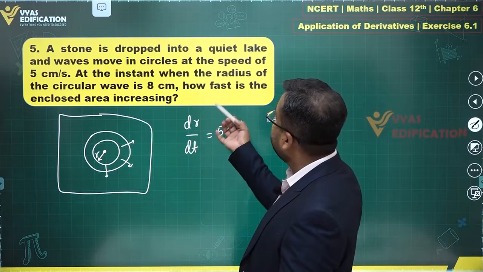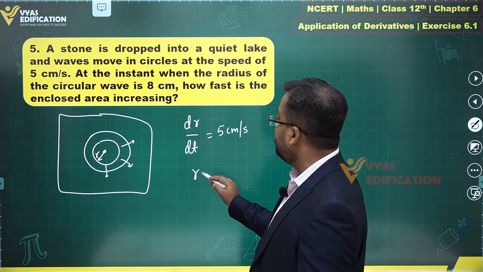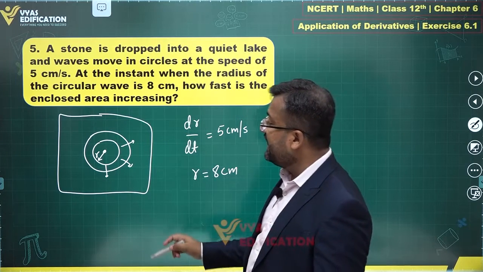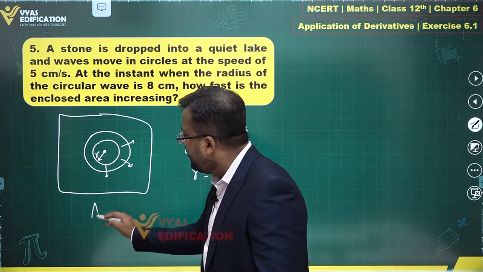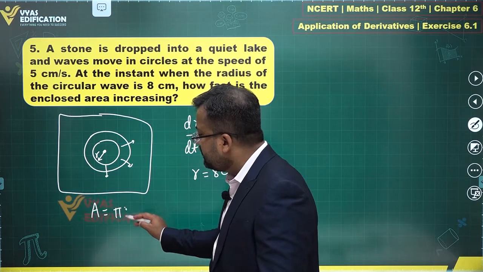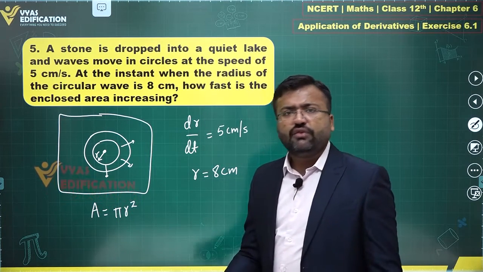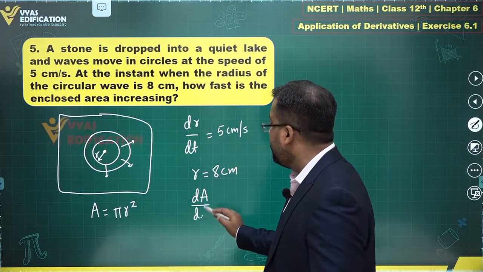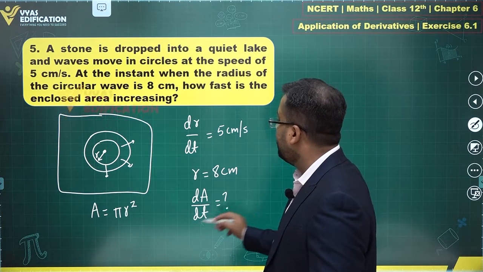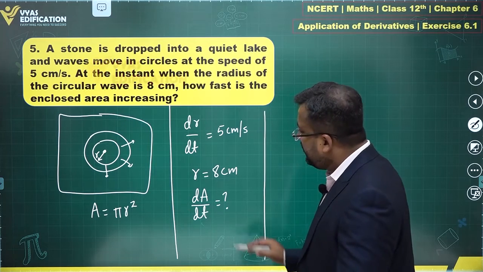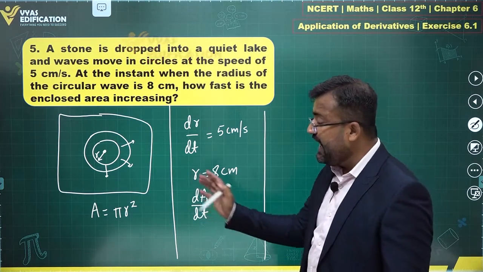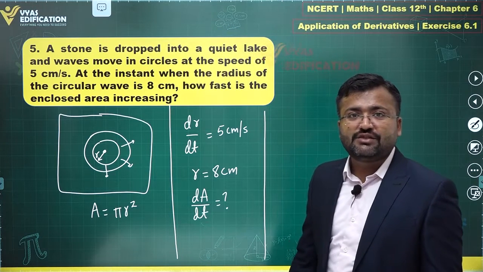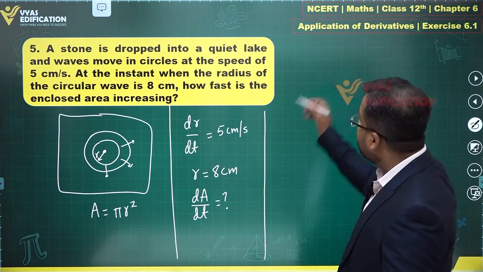At the instant when the radius of the circular wave is 8 centimeter, how fast is the enclosed area increasing? Now the enclosed area will be the area of a circle, which is pi r square. Not very difficult. The next thing that is asked is dA by dt. Once you have noted this information properly, drawn the diagram as well, and understood the complete problem, it is very easy to tackle. A is pi r square.